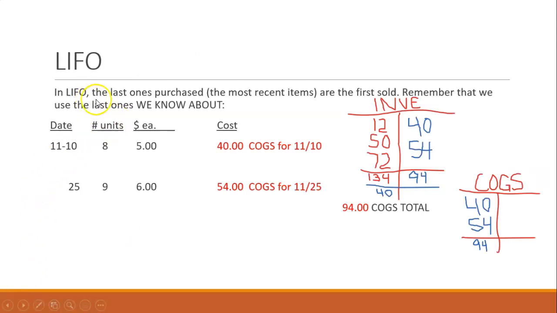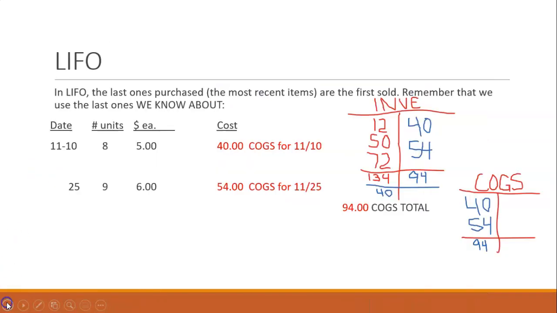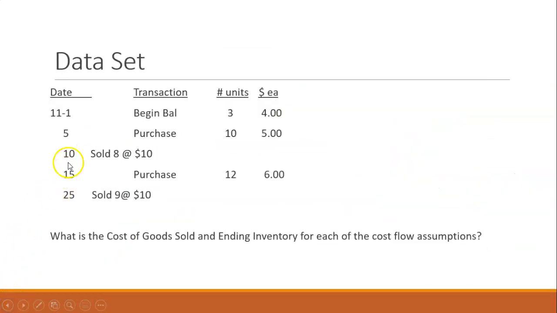Now here with LIFO, the last ones purchased, the most recent items, are the first sold. But we have to use the last ones purchased that we know about. So on the 10th, we sold 8 units. So if we go back, on the 10th, we sold 8 units. So the last purchase that we know about is this one on the 5th.